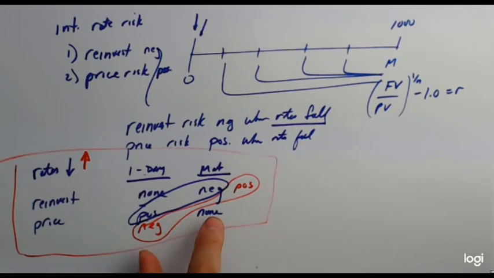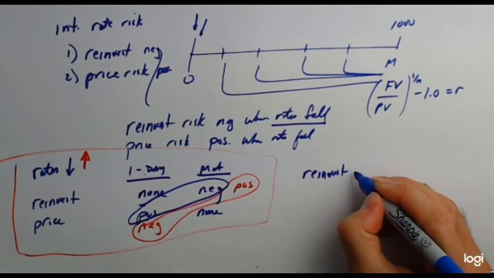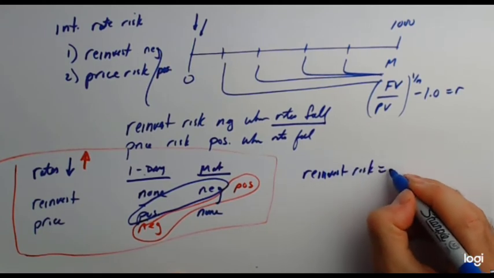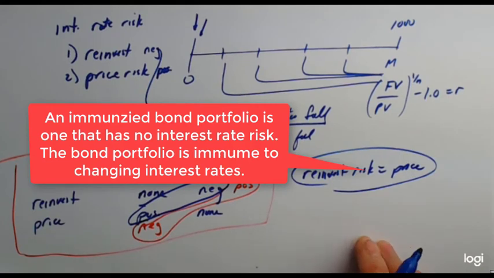Because you're going to have positive at one point, negative here. The two are going to balance out so that eventually what's going to happen is reinvestment risk will equal price risk. And when that happens, you have no interest rate risk and you've just immunized your portfolio.